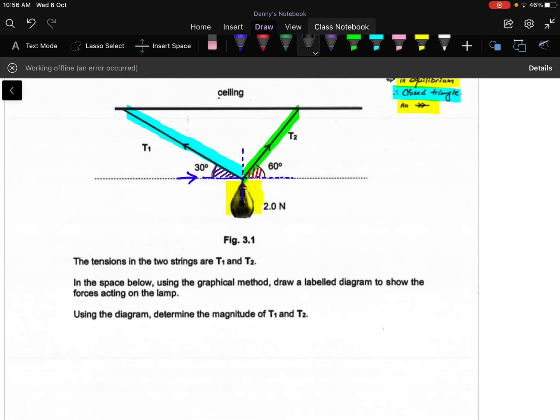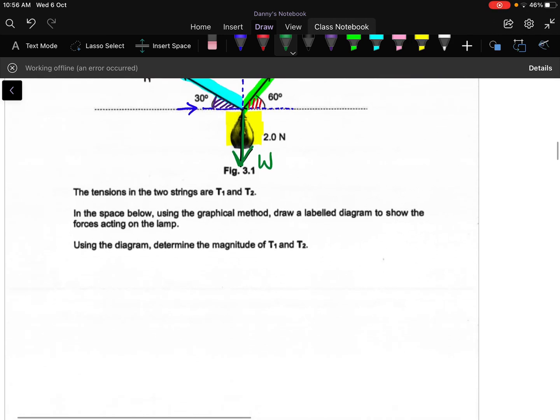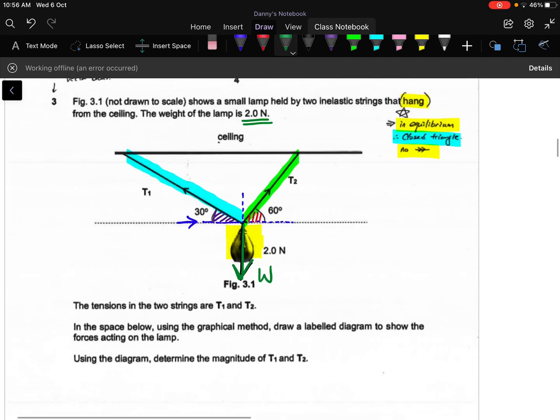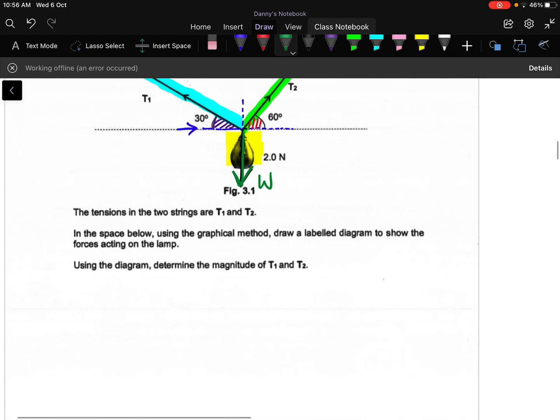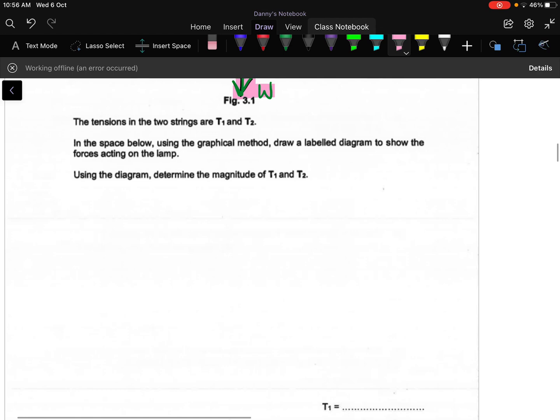The third vector is not shown here, but it is the weight. So maybe I use green to show this. This is your weight, and the weight is given as 2 Newton. Now I know that this thing is hanging there, meaning the three vectors T1, T2 and W will form a closed triangle. Obviously the easiest one to draw is the pink one, which is my weight. I know that it is going down, right?